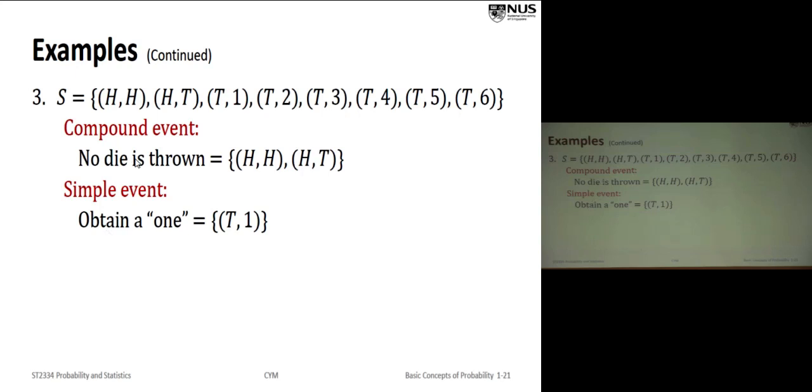One example is that I don't throw the die. So I don't throw the die if I flip a head, okay? And there are two possible outcomes in this case, where I get a head and a head, or a head and a tail. A simple event, one example is I roll a 1. So what that means is, first of all, I have to flip a head, and then I have to get a 1 when I roll the die.